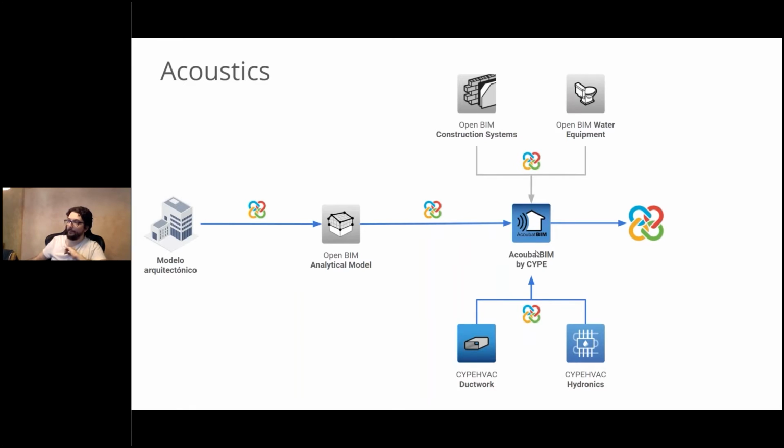So once we introduce all the information into Acrobat by SYPE, we can make the analysis of all the airborne noise, impact noise, insulation, the reversion time, the typical indices of acoustics. And once we have finished this simulation, we can generate the reports and export it again into BIMserver.center to share it with the rest of the team.